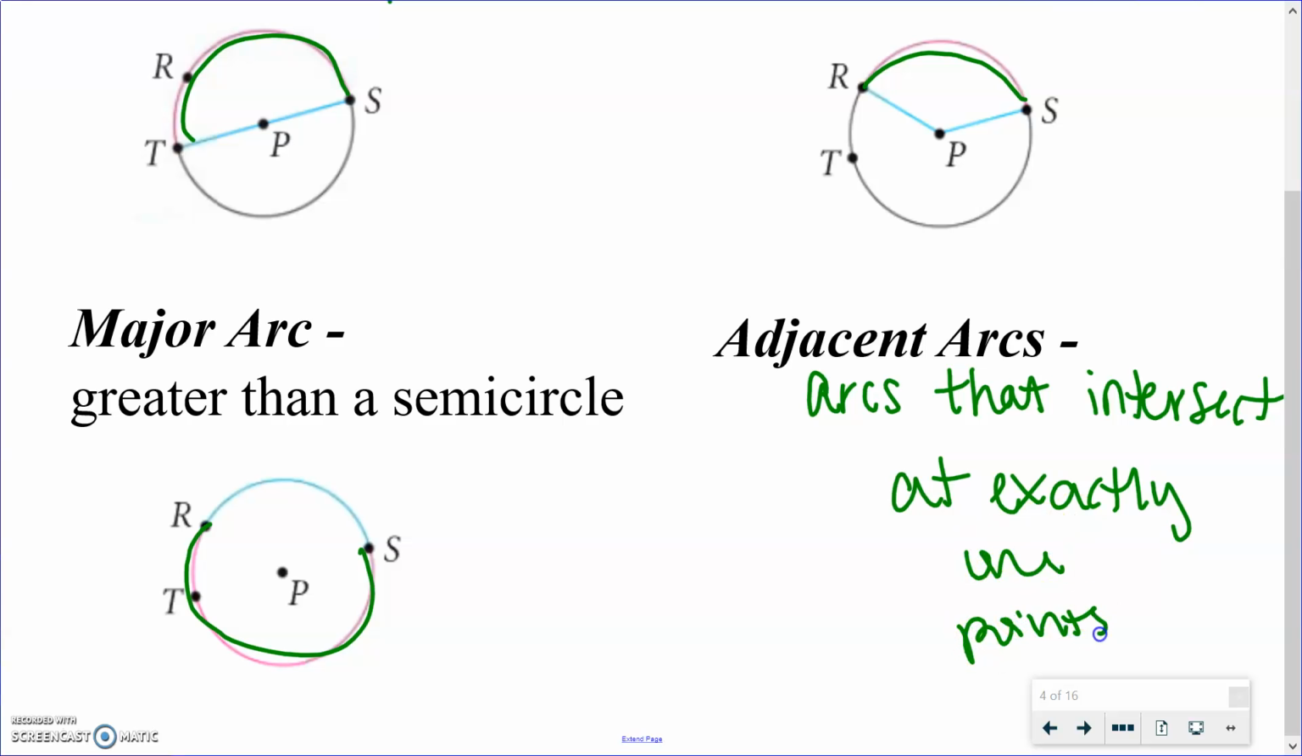Sorry, my handwriting, I'm trying to go fast. Okay. So adjacent arcs would be this major arc here, this green one, and then this minor arc right there, because it's only one point that they have in common. Okay, so adjacent arcs have one point in common. They can be minor or major, but they only have one point in common.